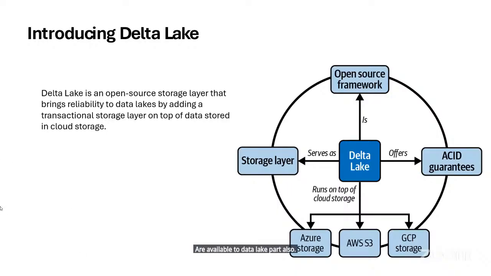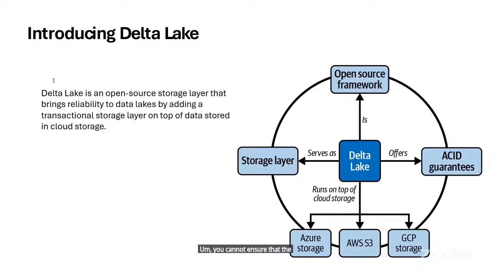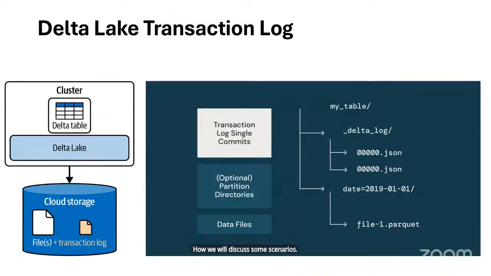We will take some scenarios and understand the difference from the traditional data lake, where you can dump your data as it is, and that's it. You cannot manage atomicity and consistency, and you cannot ensure that operations are happening in isolation. When the warehouse part is also added to the data lake, you get better ACID transactions. How? We will discuss some scenarios. This is achieved by adding something called a transaction log.